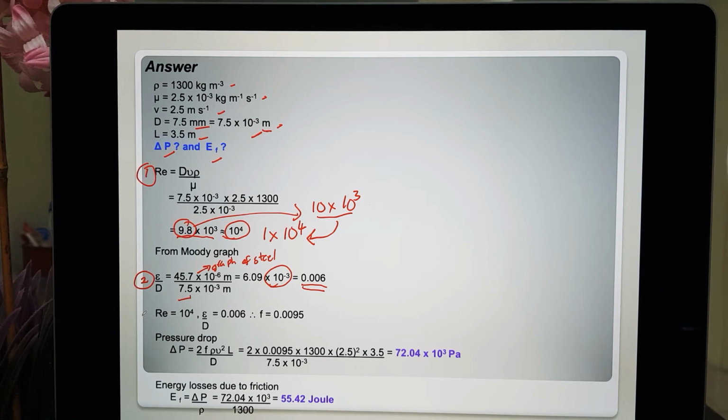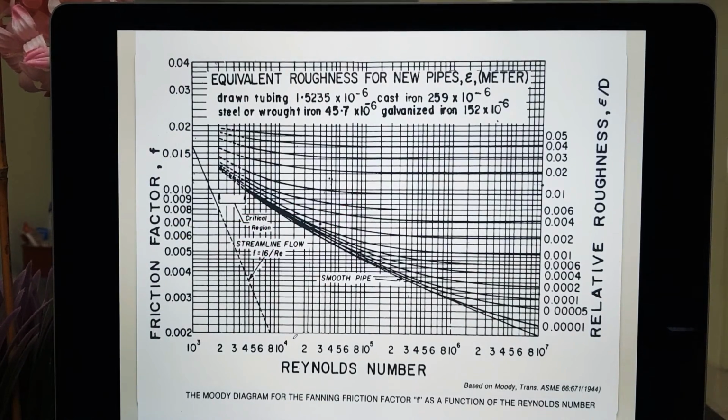Okay, so the third step, this is where you are going to use the Moody diagram. Alright, so you have calculated the value for Reynolds, which is 1 times 10 to the power of 4. Epsilon over D is 0.006. So you need to get the value for the friction. This is where you need to use the Moody diagram, the one that you have in your lecture notes.